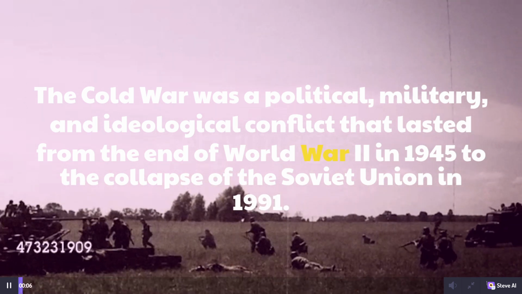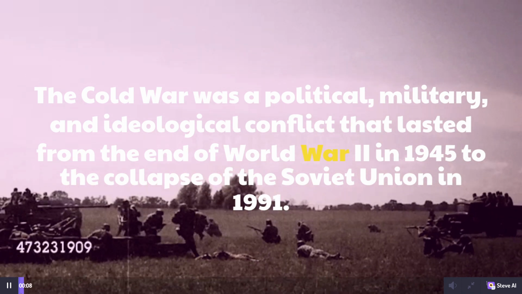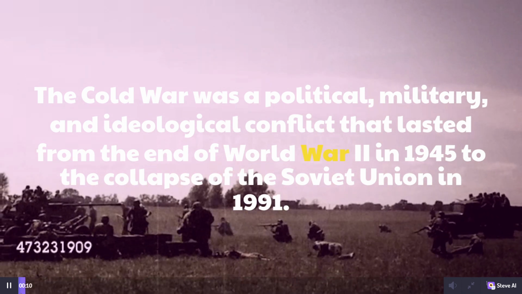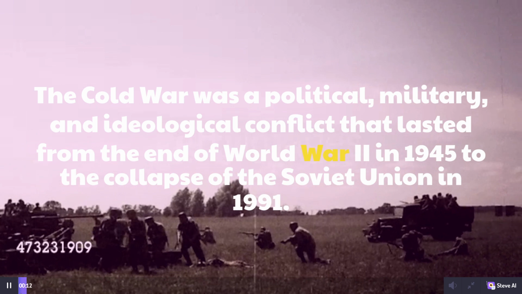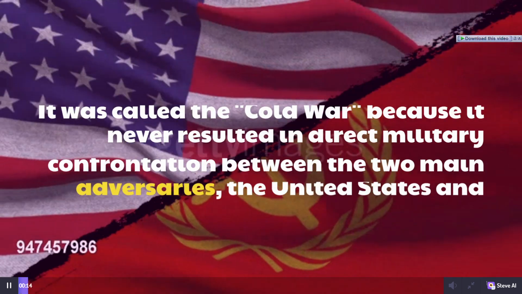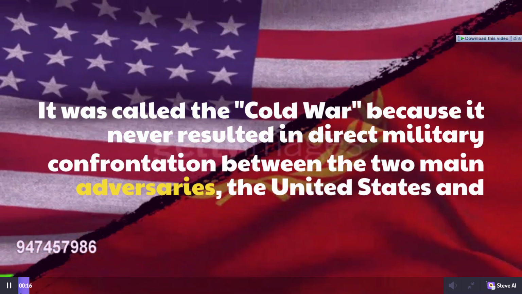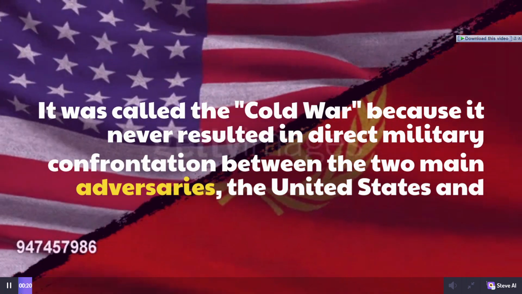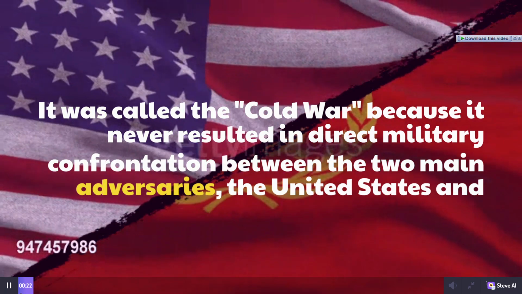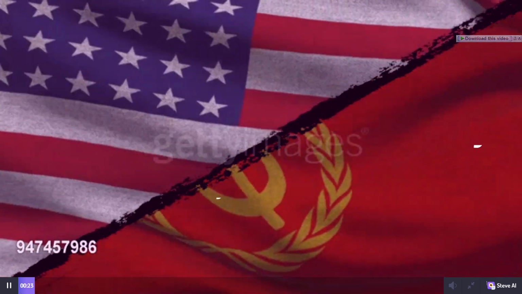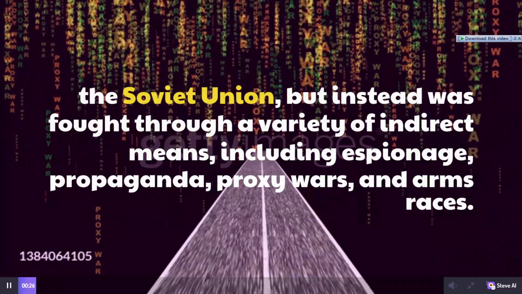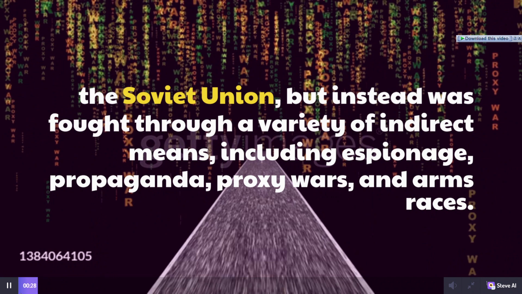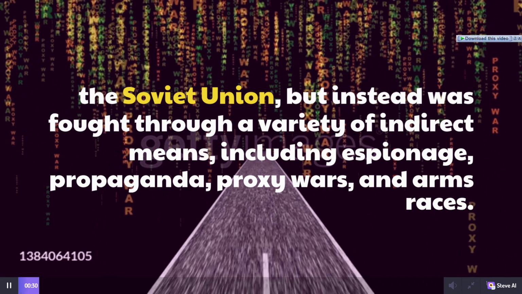conflict that lasted from the end of World War II in 1945 to the collapse of the Soviet Union in 1991. It was called the Cold War because it never resulted in direct military confrontation between the two main adversaries, the United States and the Soviet Union, but instead was fought through a variety of indirect means, including espionage, propaganda, proxy wars, and arms races.